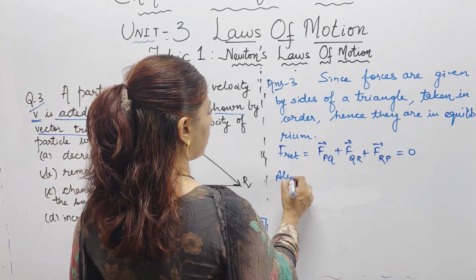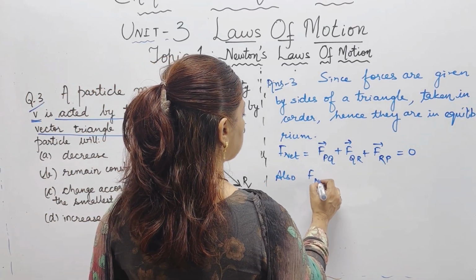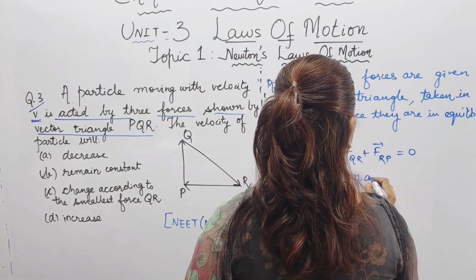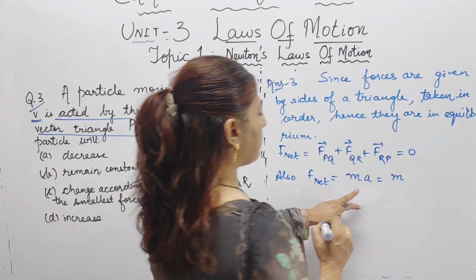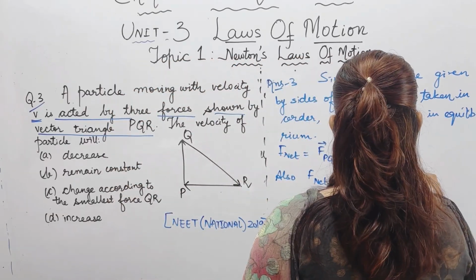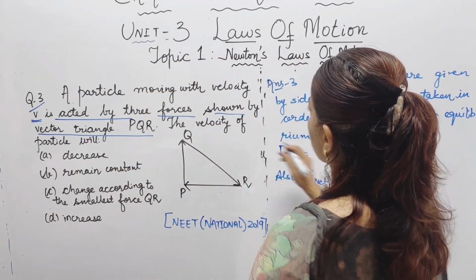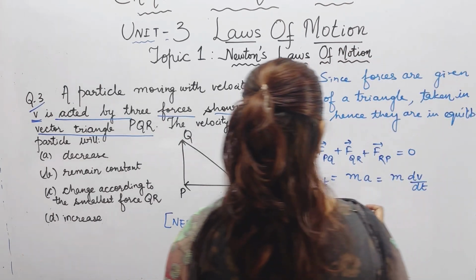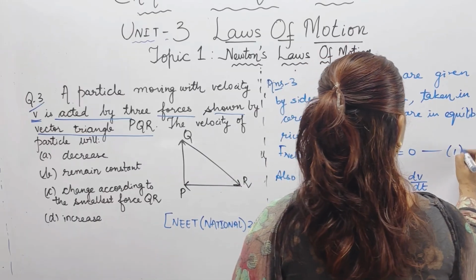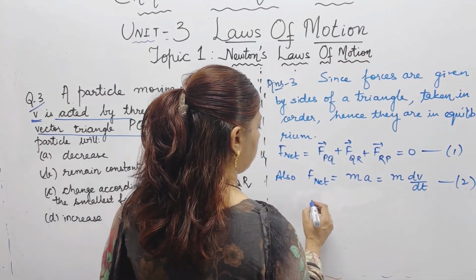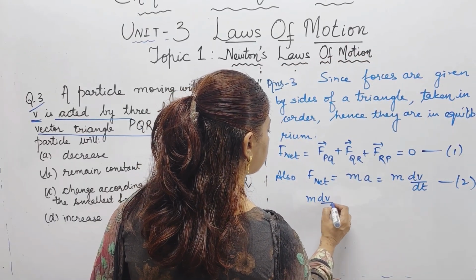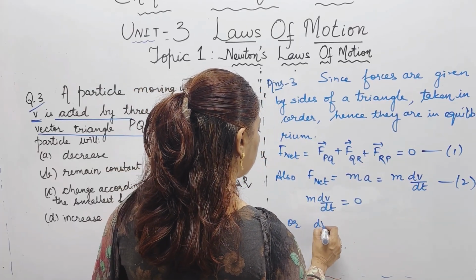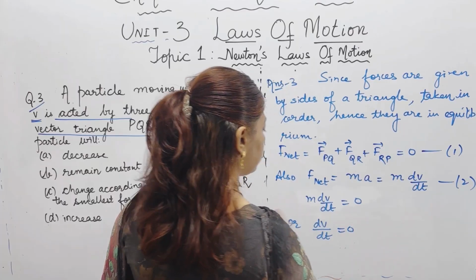Also, this F net can be given by mass into acceleration. And what is the acceleration? Change in velocity with respect to time, because in the question we have been given the velocity. So according to equation 1 and 2, mass and change in velocity with respect to time is equal to 0, or this thing is equal to 0.